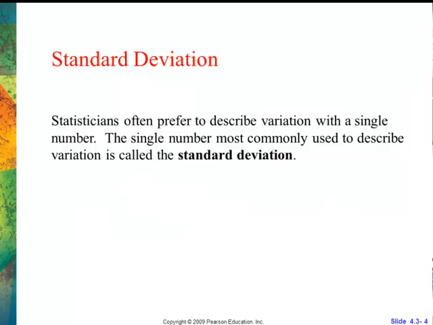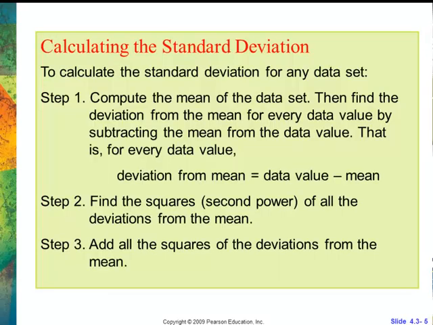And so we have this thing called standard deviation, and it gives us a single number to describe variation. It's got a bunch of steps though, so it's not something you can quickly do by hand, but we can do it very quickly on the calculator or the computer. So this is what it does. We find the mean. Then we subtract the mean from every data point. So we're going to have positive and negative deviations from the mean.